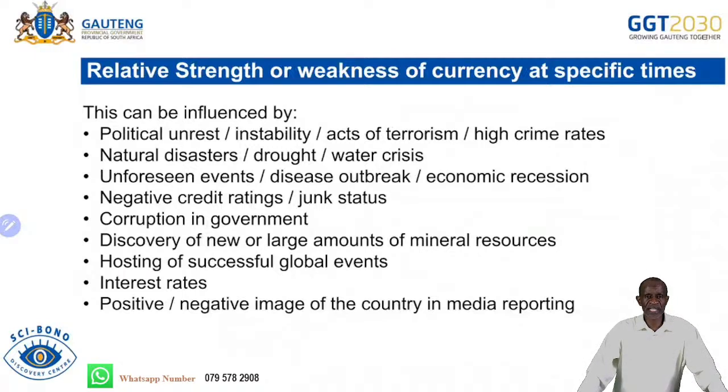Corruption in government also has an influence on the strength and weakness of a country. In countries where government officials are corrupt, where they work for their own pockets and not for saving the nation, this has an effect on the strength and weakness of a currency.